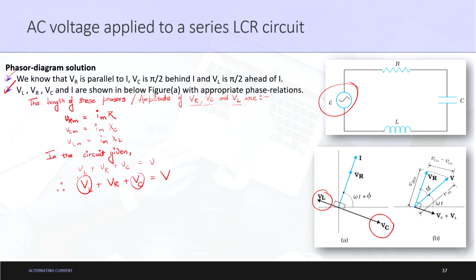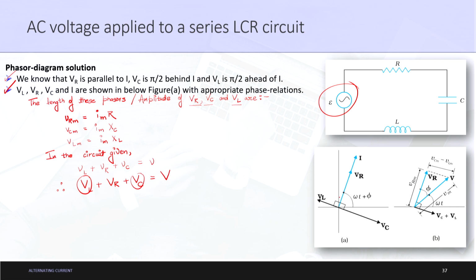This VC plus VL can be added as a vector having a magnitude which is equal to VC minus VL. Okay. So, basically VCM minus VLM, because we are obtaining this length as nothing but equal to VCM and VLM. Okay. I hope it is clear to you why we are doing this. We are basically doing this because VC and VL are always lying on the same line. Okay.